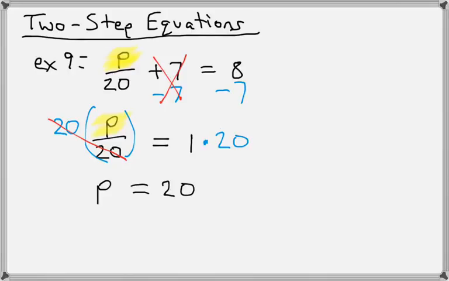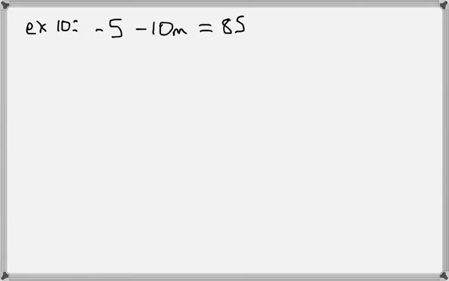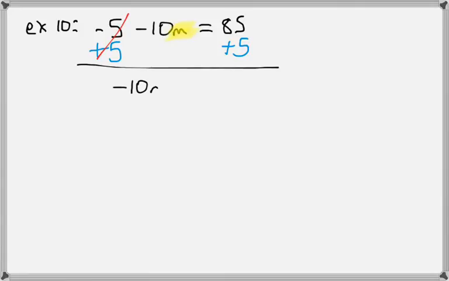Let's look at another example. So here we have a negative 5 minus 10m is equal to 85. We're still doing the same thing. What is the variable I'm trying to solve for? That m. So I need to get rid of that negative 5 first. So I undo the negative 5 by adding 5 to both sides. So a negative 5 plus 5 is going to cancel out. That equals a 0. Leaving me with our negative 10m is equal to 90.